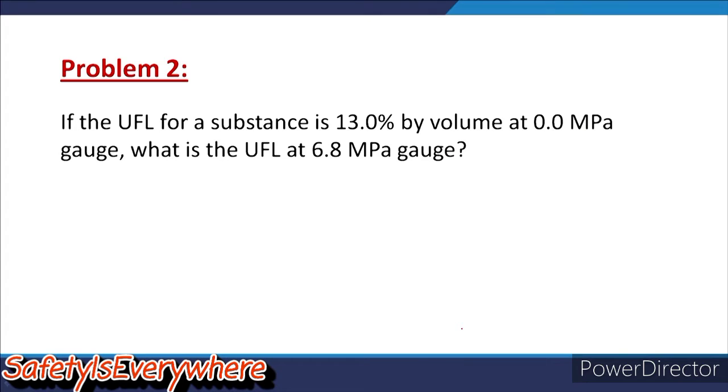Now this problem relates to the following: if the UFL for a substance is 13.0% by volume at 0 megapascal gauge pressure, then you need to calculate the UFL at 6.8 megapascal gauge. Now remember that in our previous modules we have derived the formula which shows the impact of a pressure change on the LFL and UFL. So let us have a look at the solution of this particular problem.